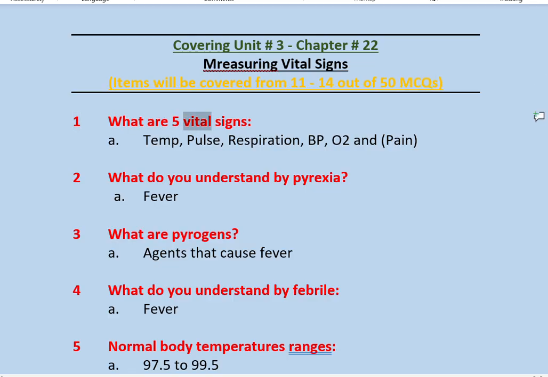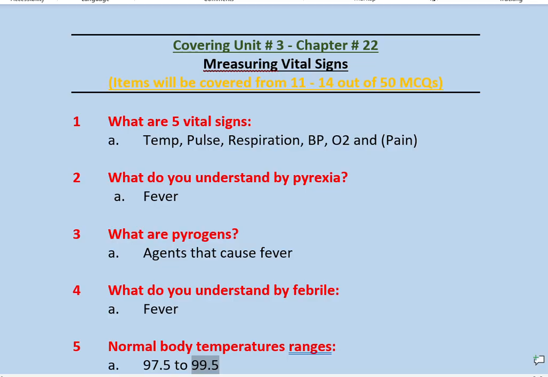1. What are 5 vital signs? Temp, pulse, respiration, BP, O2 and pain. 2. What do you understand by pyrexia? Fever. 3. What are pyrogens? Agents that cause fever. 4. What do you understand by febrile? Fever.